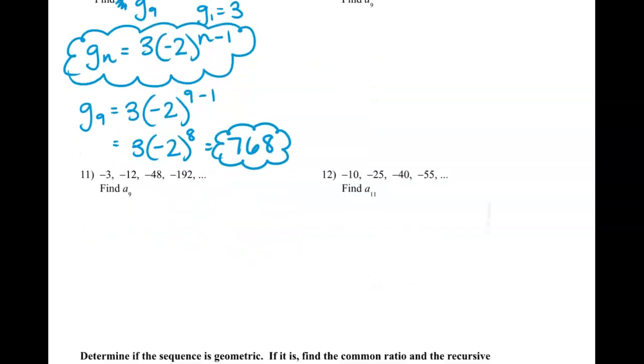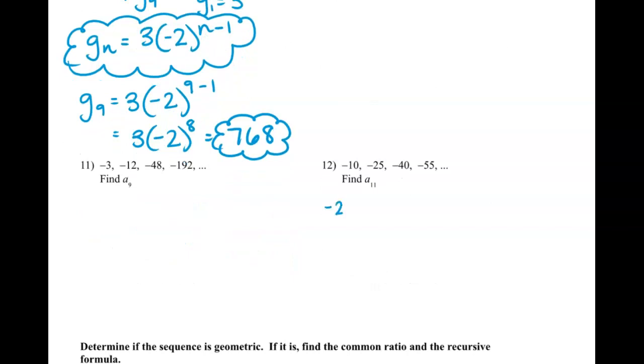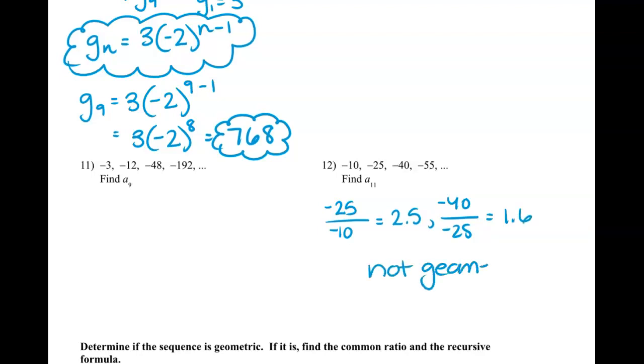Let's look at number 12. Negative 25 divided by negative 10 is 2.5. Negative 40 divided by negative 25 is actually 1.6. So this sequence is not geometric.